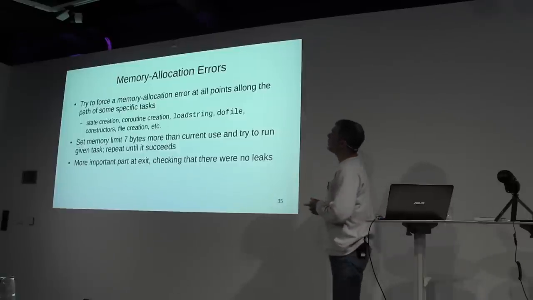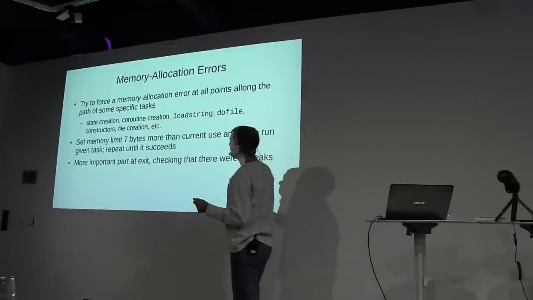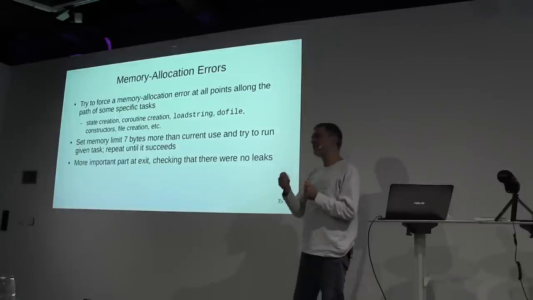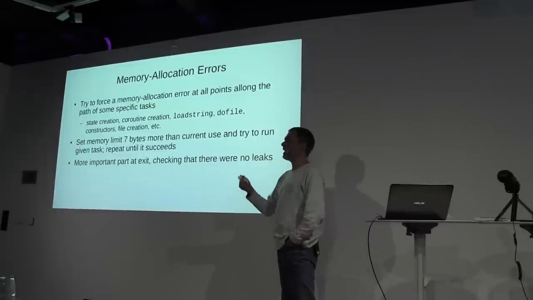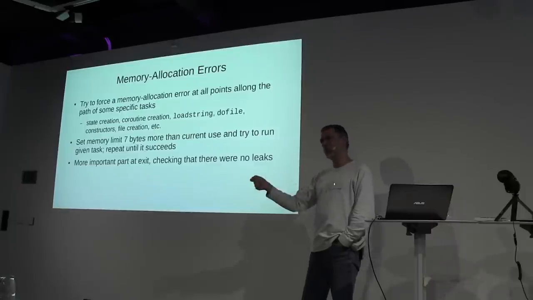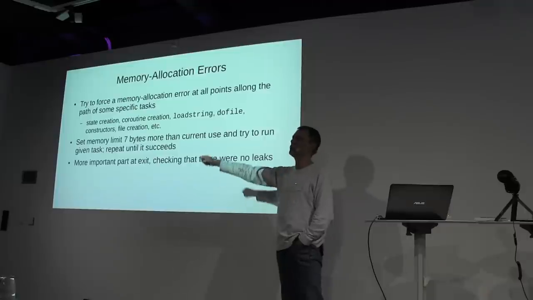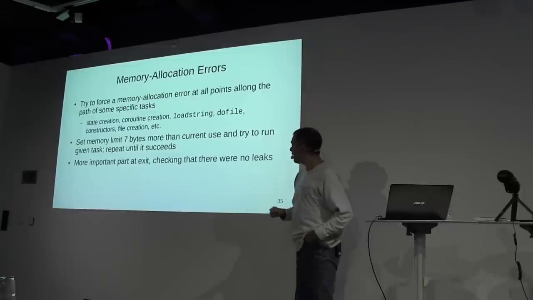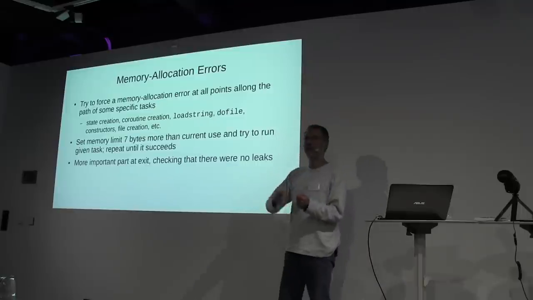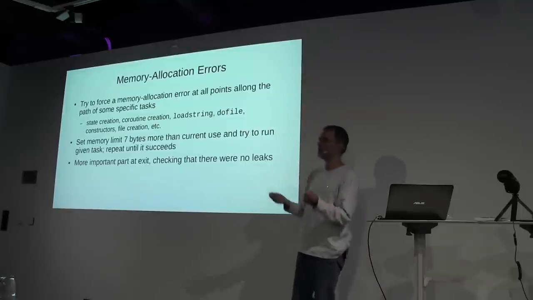So for our memory allocation errors, we get the total memory Lua is using and set a limit 7 bytes larger than that, and then 7 bytes larger than that, and we increase the amount of memory that Lua has by 7 bytes each time until we are able to run some specific test. In that way, we force memory errors at all possible points of allocation along that path. And of course, at the exit, we check that there is no memory leak. So everything that was created and then later hit a memory error has to be deallocated correctly, etc.